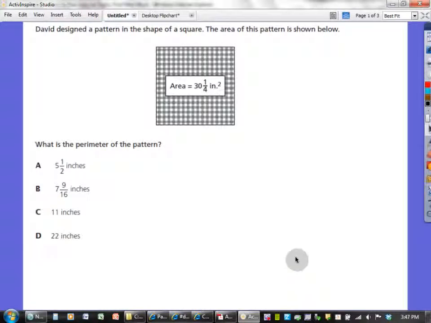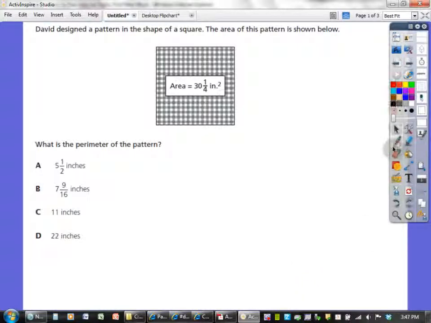Wanted to take a minute or two to go over something that students have had lots of questions about lately, and that's how to deal with finding a missing dimension if I know something like area. We'll start with this question, which comes from the Tennessee Department of Education website, from their item sampler. The question says David designed a pattern in the shape of a square. The area of this pattern is shown below. And the question is, what's the perimeter of the pattern?